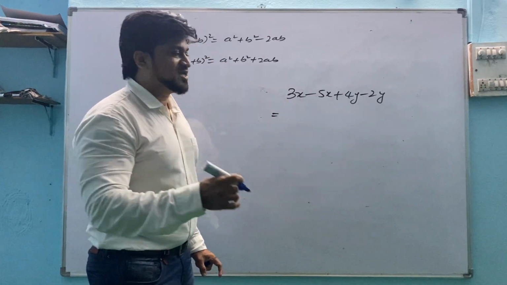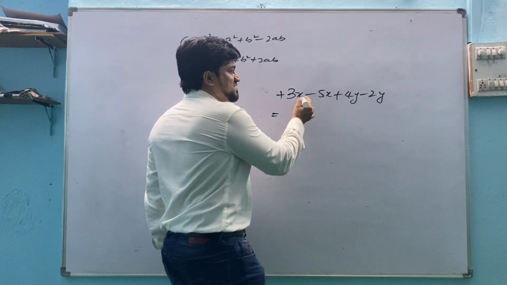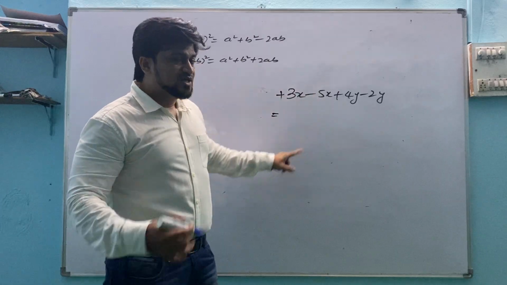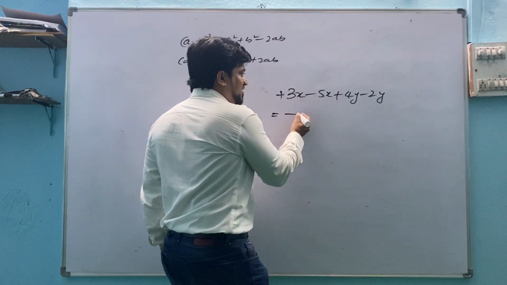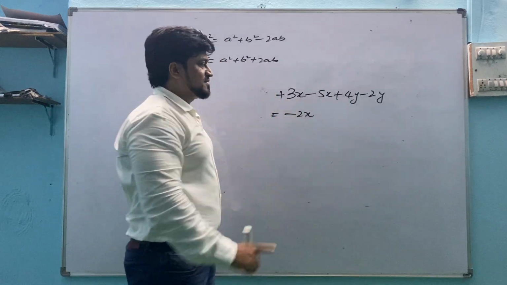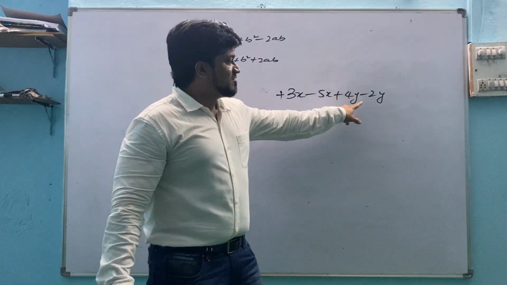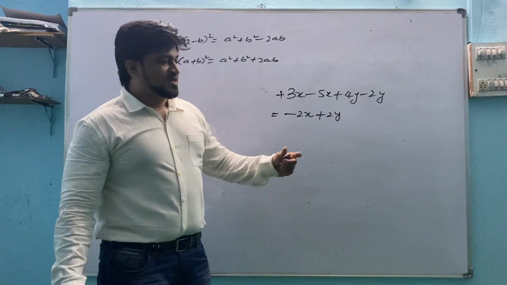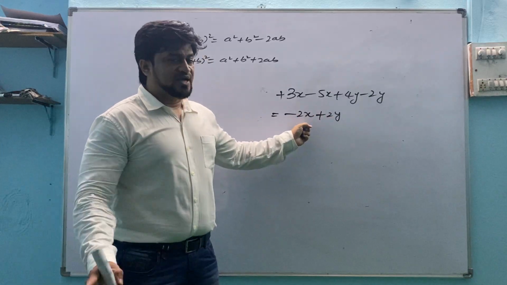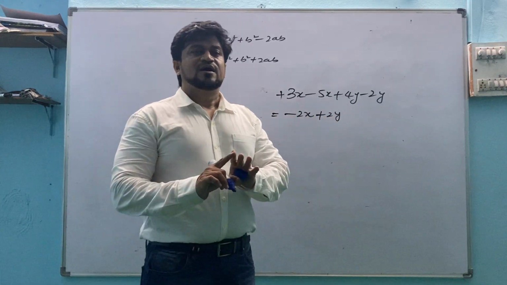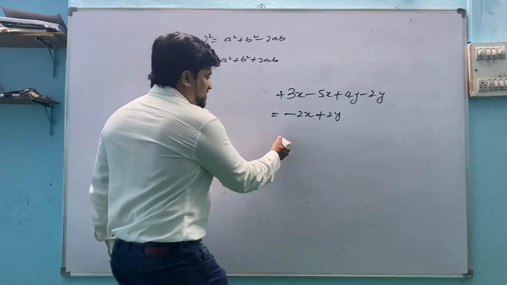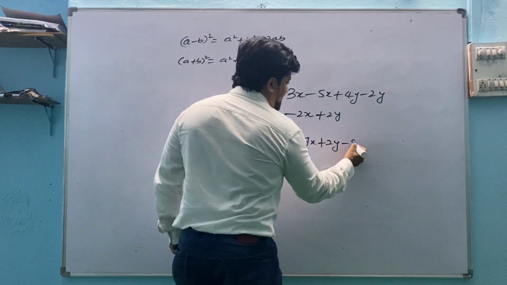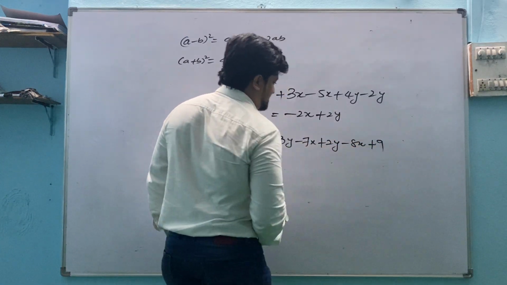First check how many x terms are there. Plus 3x and minus 5x. Plus 3 minus 5. We have 3x, we need to pay 5x. After paying 3, we have to pay 2 more. Minus sign is there. In this one, we have 4y, we need to pay 2y. We have 2y, plus 2y we can say. Now, can we add these two? We can't add because different variable terms cannot be added. Now, if we have 3y minus 7x plus 2y minus 8x plus 9.